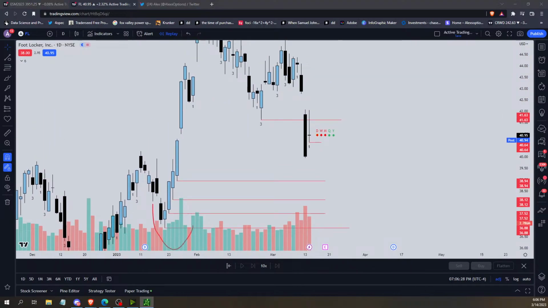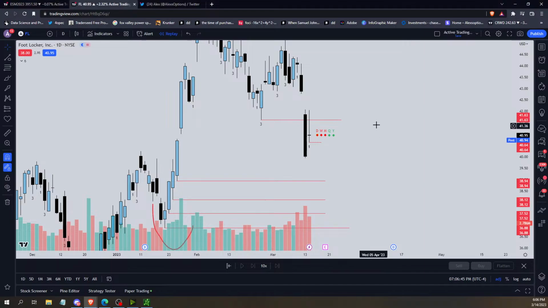Now, what do I do once I have the setup I like? I go to the options to see if it's liquid enough to trade. If we go to Foot Locker, it has 0.4 spreads, so 40% spreads on the 40.5 puts for this week. If we go closer to the money, they do get a little better, but they're not that good. Seeing that the spreads are like 20% to 40%, I'm thinking probably not trade this, but where's our magnitude?